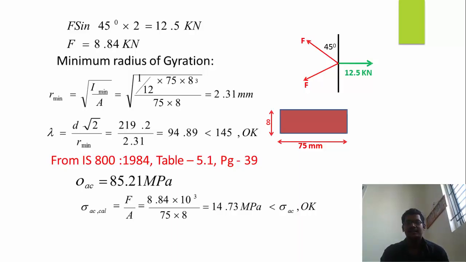Now, as per IS 800, the built-up section comes under buckling class C. Checking the value of lambda in Table 5.1, we get 85.21 megapascal. This is the maximum capacity of the section. Now let us consider our given column. For our given column, F by A is 8.84 into 10 power 3, that is the force we found earlier, divided by the area of a single lacing bar, that is 14.73, which is very much lesser than the permissible value. Hence our column is safe and the built-up section can withstand the pressure.